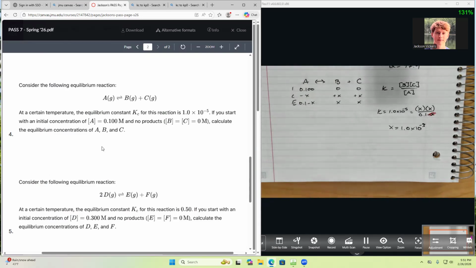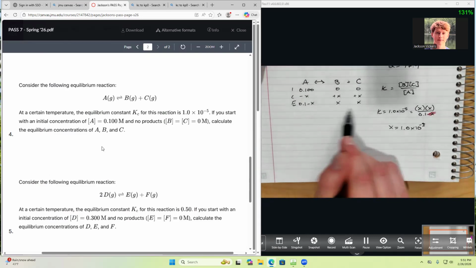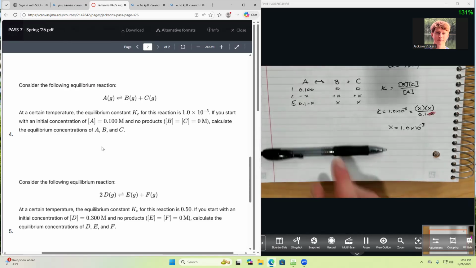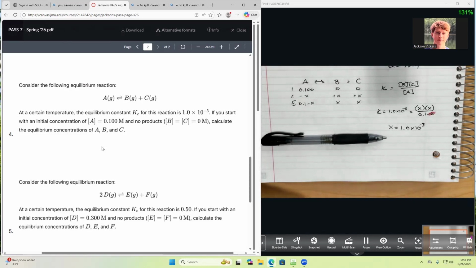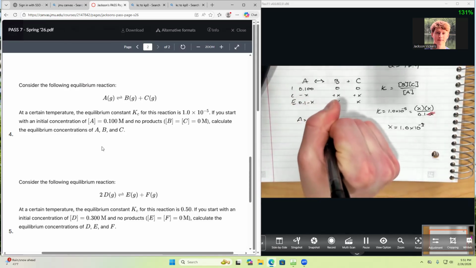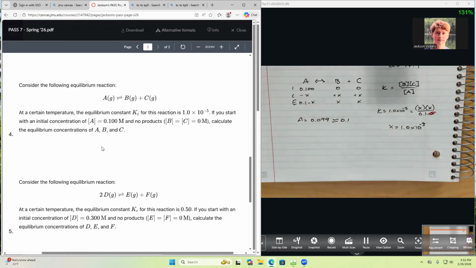So again, the goal of an ice table 9 times out of 10 is to find the concentration of these reactants or products at equilibrium. And so for B and C, if they were asking about either of those, x would be our answer, right? Because all that we have here is an x. But if it were asked for A at equilibrium, we have to do 0.1 minus x. So it's going to be 0.1 minus 0.001. And so A is 0.099, which is basically 0.1. And that kind of goes to explain why we can do the approximation in the first place.